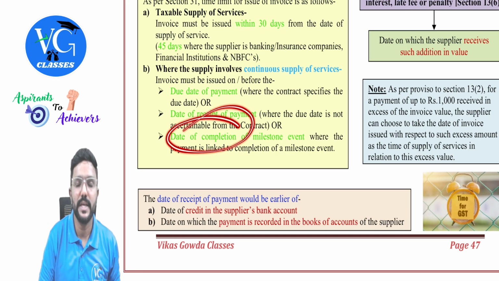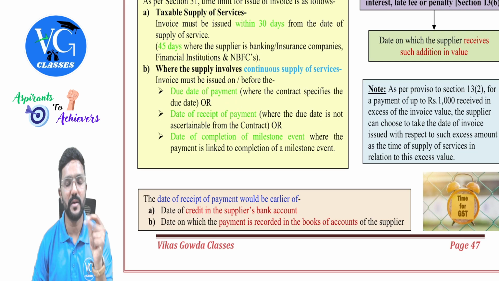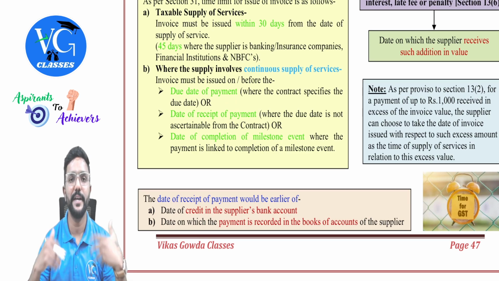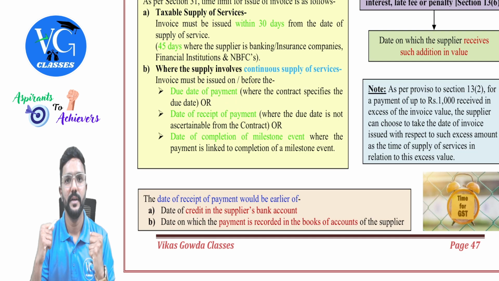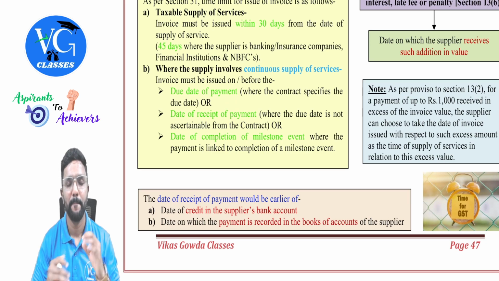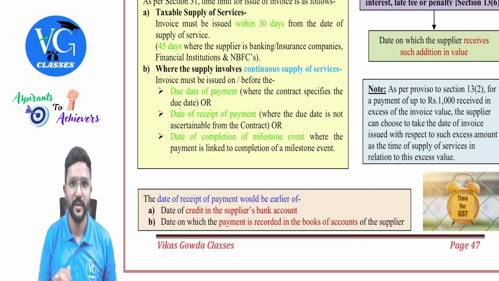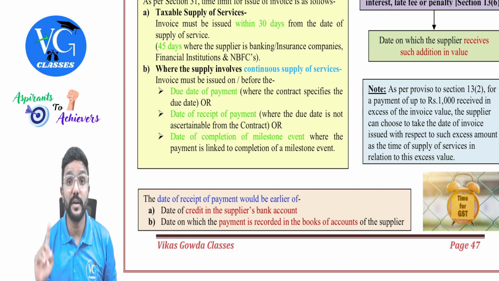Then the last one. Sir, what if the payment is linked to the completion of a milestone event? Recipient has told, hey supplier, only if you complete so much of work, I will give you so much of payment. Assume we have entered into a contract where I am the supplier, you are the recipient. I am supposed to do construction work for you. You have asked me to construct, assume, a 10-floor building. The total contract value is 1 crore. And you have told me, as and when you complete one floor, I will pay you 10 lakh. So what is a milestone event for me? As and when I complete the construction of each floor. So once I construct 1 floor, you have to pay me how much? 10 lakh, not the entire 1 crore.